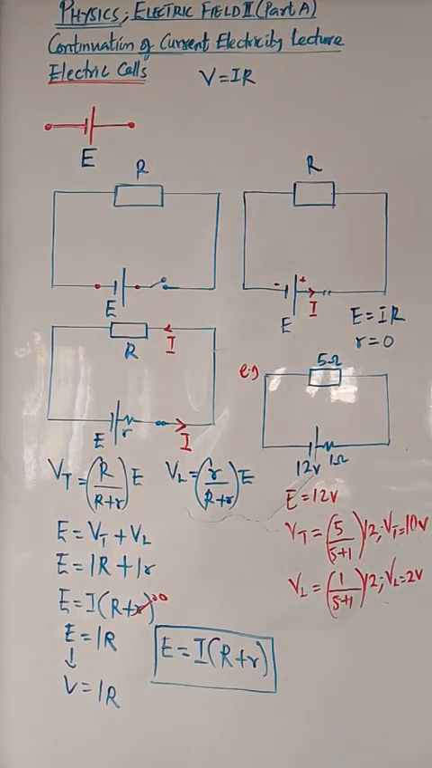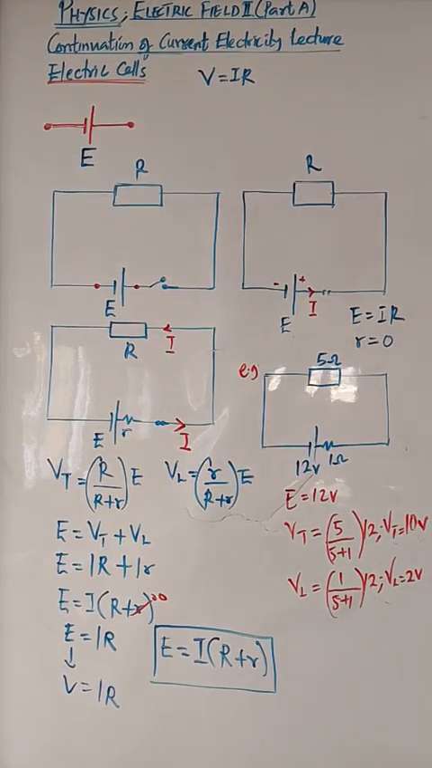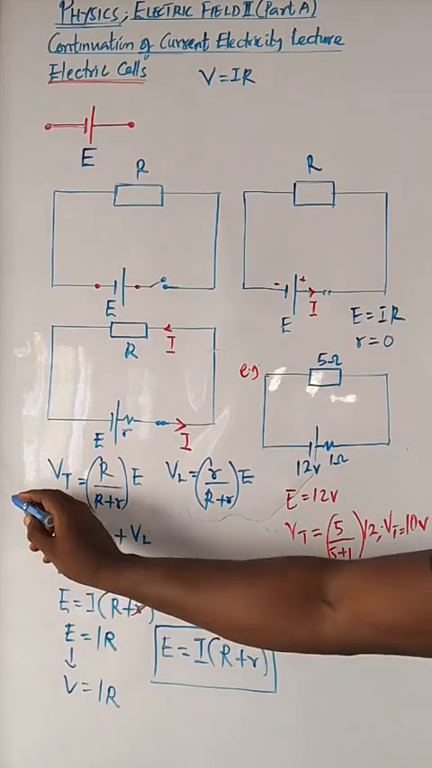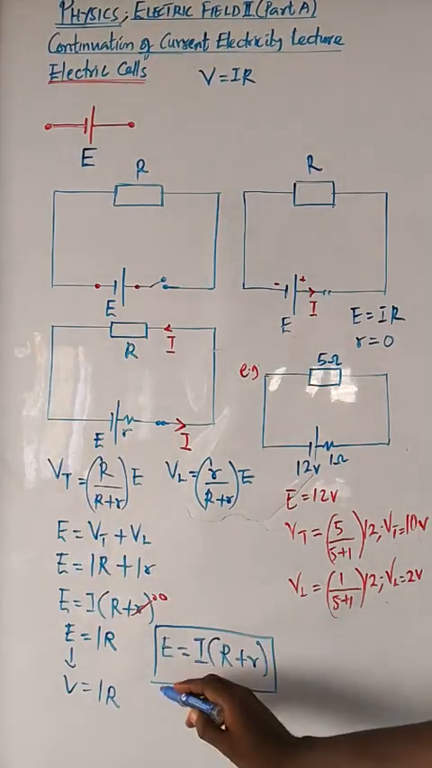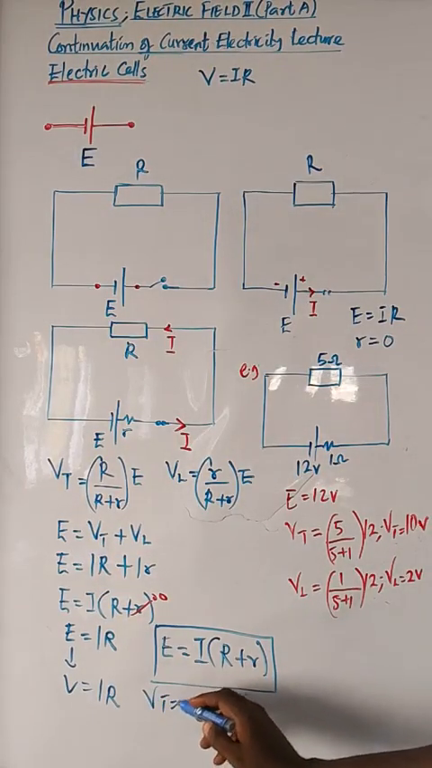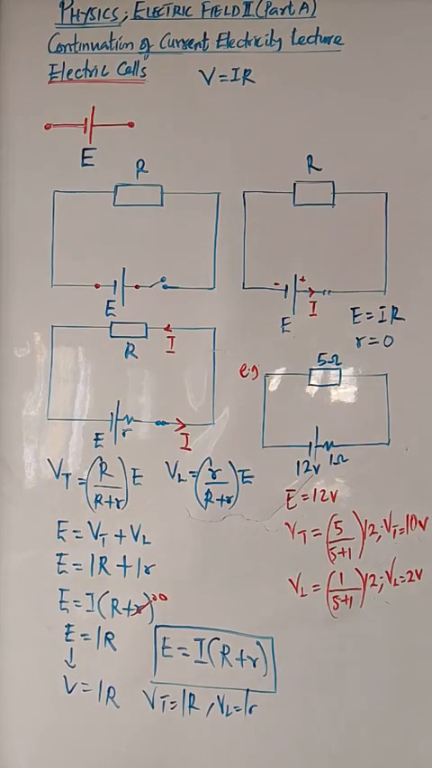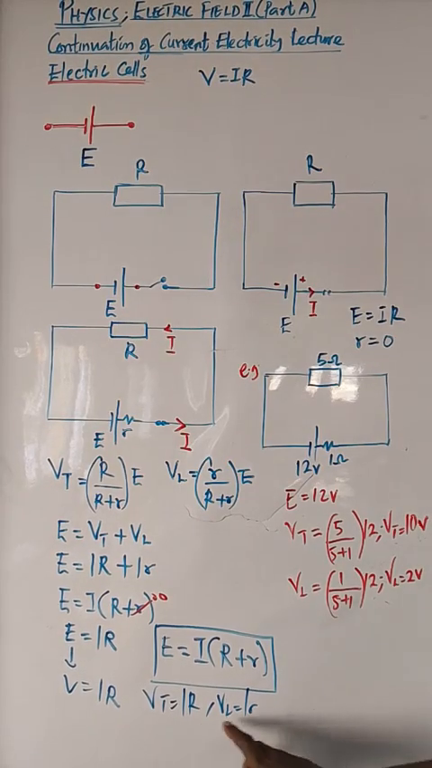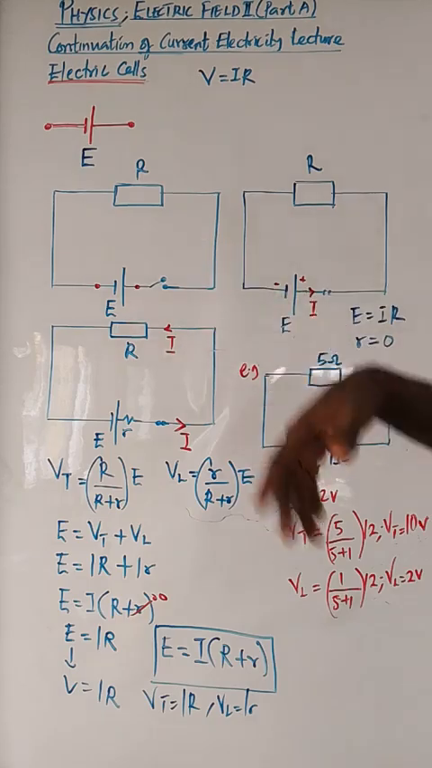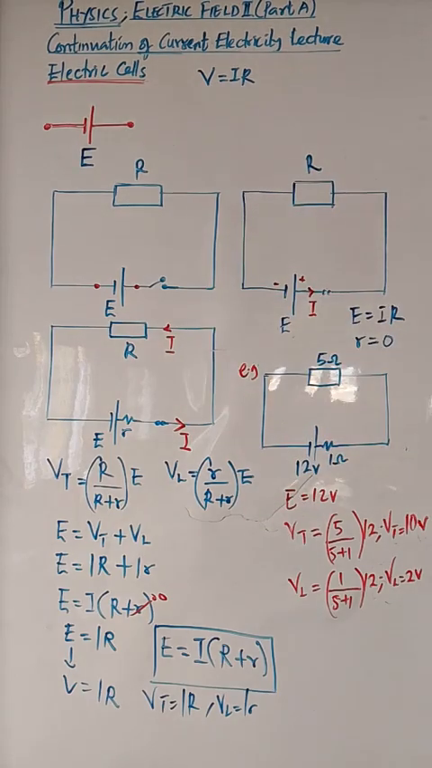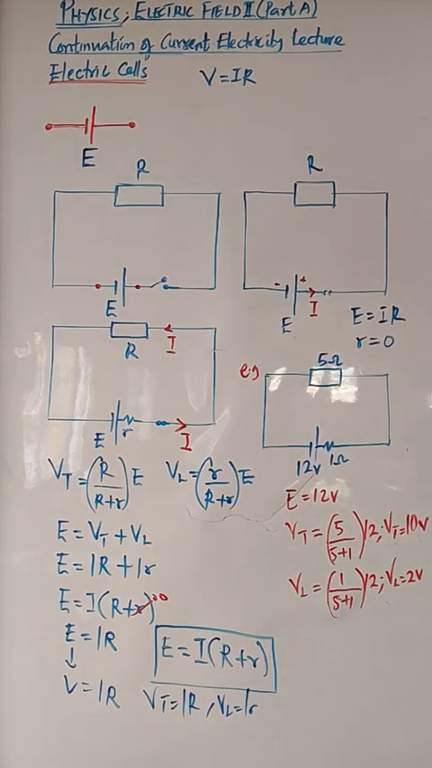And what is the terminal voltage itself? According to Ohm's law, the terminal voltage VT is IR, and the loss voltage is Ir. In this case, big R is the external resistance, or the resistance of the load, and small r is the internal resistance.